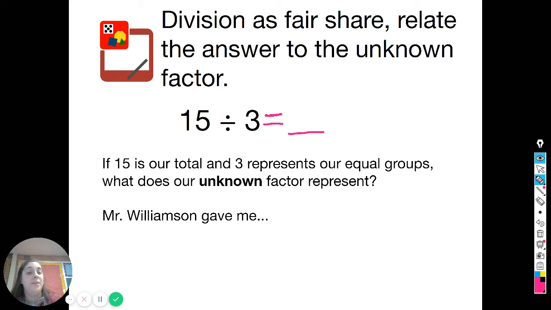Okay, so we had 15 markers divided by 3 groups equaled 5 markers per group. So what did our unknown factor represent? Our unknown factor, or what we did not know until we solved it, was the size of the group. Okay, we did not know how many markers each teacher was going to get until we divided it. So Mr. Williamson gave me 5 markers.